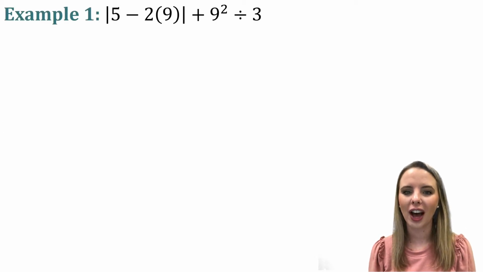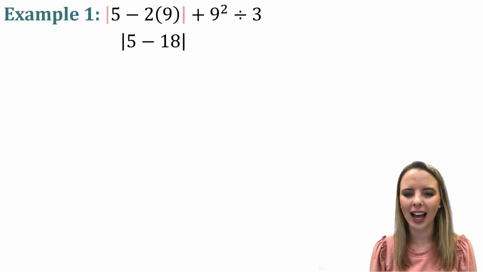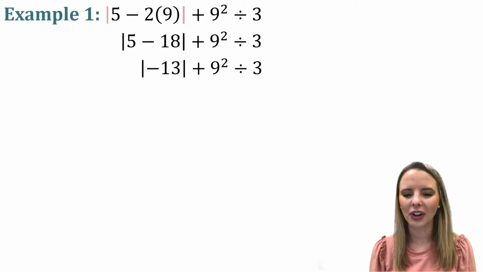We have the absolute value of 5 minus 2 times 9 plus 9 squared divided by 3. I see that 9 is in parentheses. Can I simplify that set of parentheses? No, but what else do we see? Absolute value symbols, right? So we have two absolute value bars. They are grouping symbols. They are under the umbrella of parentheses. We need to do those first. 5 minus 2 times 9. That's 5 minus 18. 5 minus 18 is negative 13.